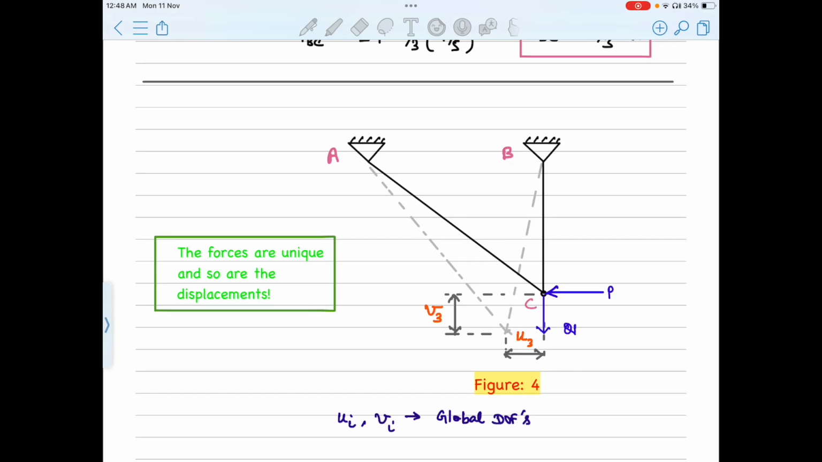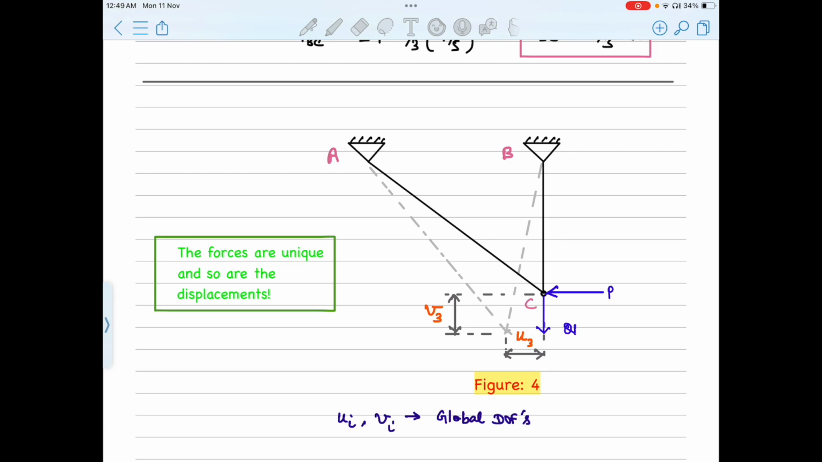In that case, first we need to look at the way the truss deforms upon the application of load. That's what we see here in figure 4. When loads P and Q are applied at joint C, only joint C displaces, and the deformed configuration of this truss is denoted by this gray dashed line. In x direction, it displaces by U3, and in y direction, it displaces by V3 respectively. So if we know U3 and V3, we can solve for the unknown forces as well. We'll see how in a while.